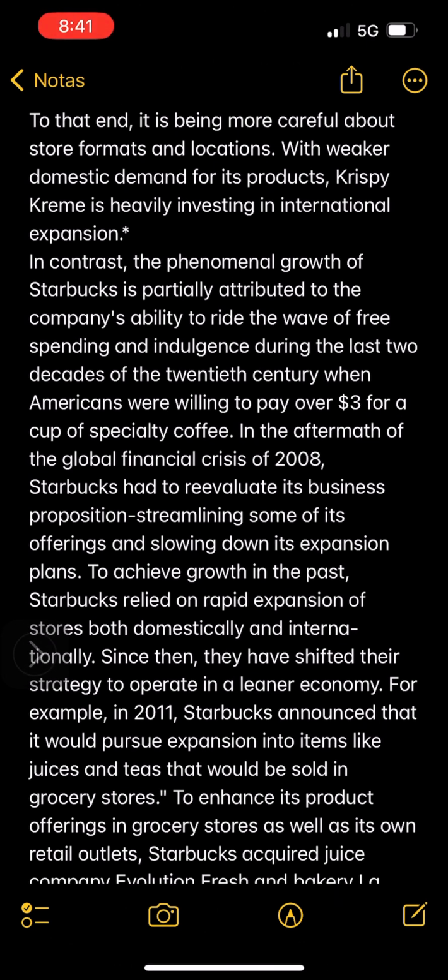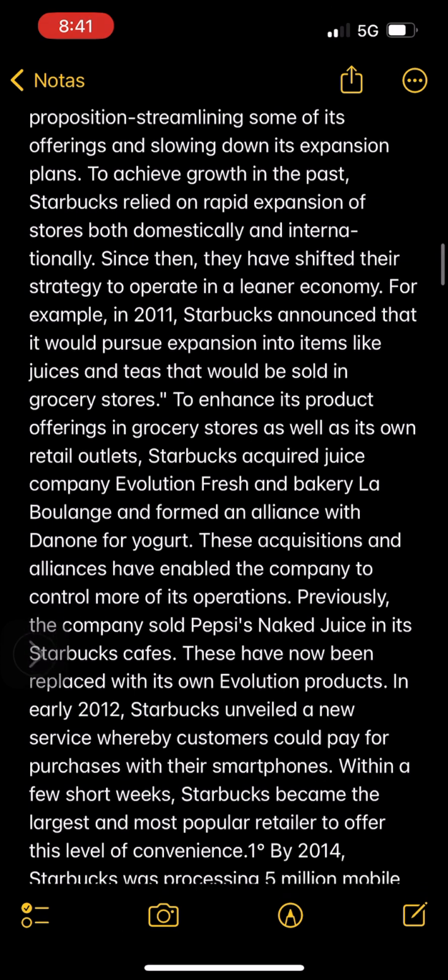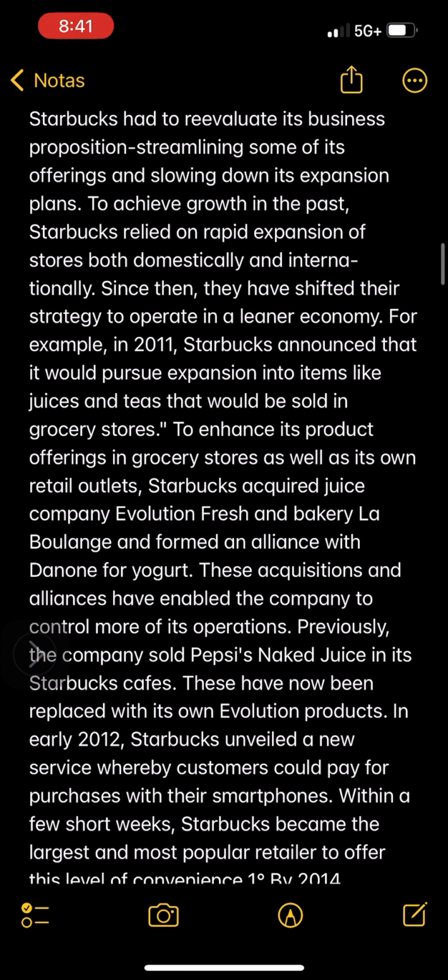In contrast, the phenomenal growth of Starbucks is partially attributed to the company's ability to ride the wave of free spending and indulgence during the last 2 decades of the 20th century, when Americans were willing to pay over $3 for a cup of specialty coffee. In the aftermath of the global financial crisis of 2008, Starbucks had to reevaluate its business proposition, streamlining some of its offerings and slowing down its expansion plans. To achieve growth in the past, Starbucks relied on rapid expansion of stores, both domestically and internationally. Since then, they have shifted their strategy to operate in a leaner economy.